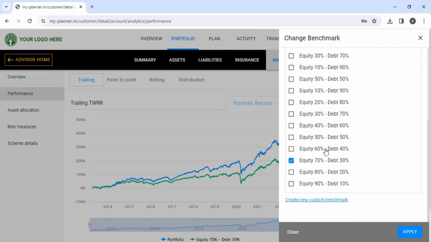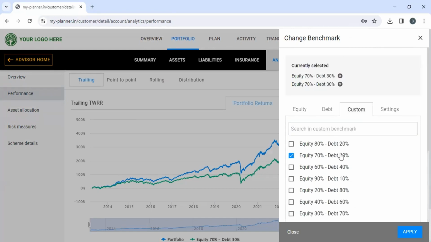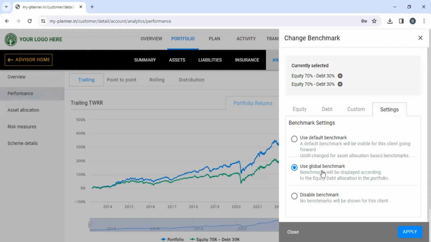So this is what we have tried to do. We can create a benchmark by putting multiple benchmarks in different proportions. And for this particular client, we can disable the benchmark or use the default benchmark. So this gives us a lot of breathing space, a lot of wiggle room when it comes to different clients.